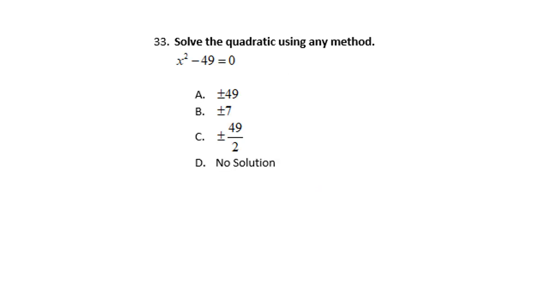Number 33. Solve the quadratic using any method. X squared minus 49 equals 0. A is plus or minus 49. B is plus or minus 7. C is plus or minus 49 halves. D is no solution.